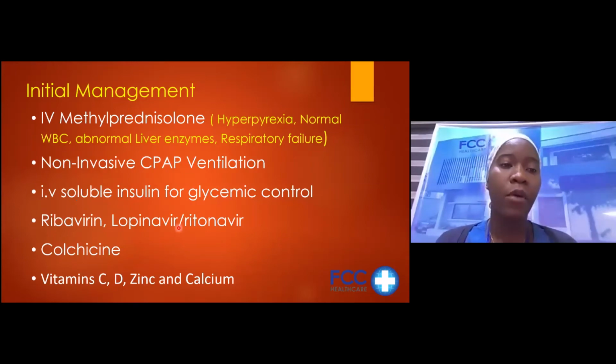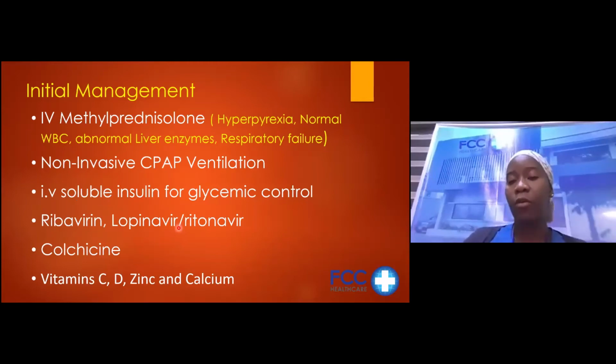So we started him on that, and his oxygen requirements were really high. So we did the non-rebreather, and that did not seem to work. So we put him on non-invasive ventilation via continuous positive airway pressure. He was put on intravenous insulin for glycemic control, ribavirin, lopinavir, and ritonavir to help with stopping or reducing the viral replication. We also started colchicine to modulate the immune response and the cytokine storm that we all know about. Supplements, vitamin C, D, zinc, and calcium, just to really help the immune system.